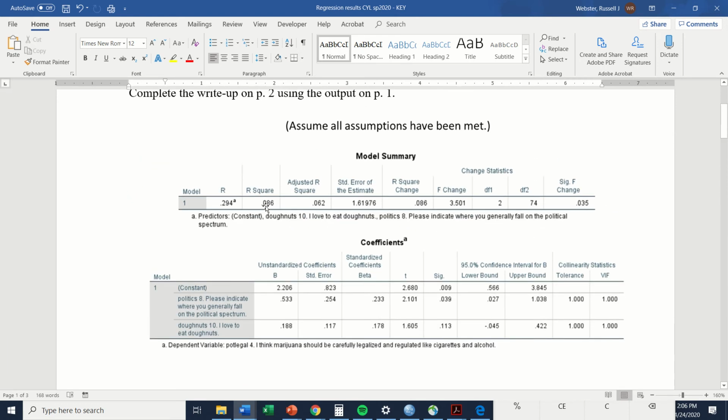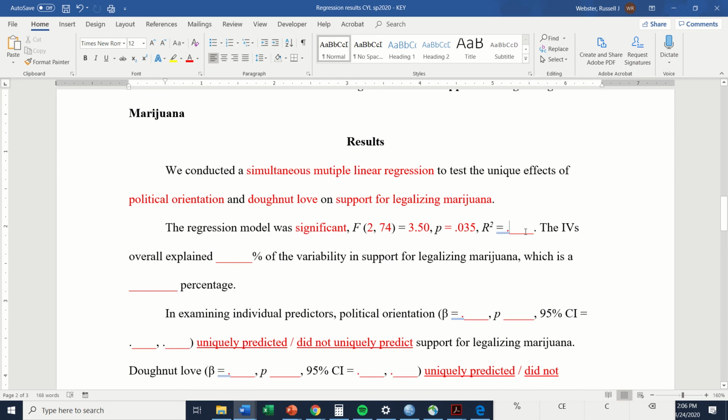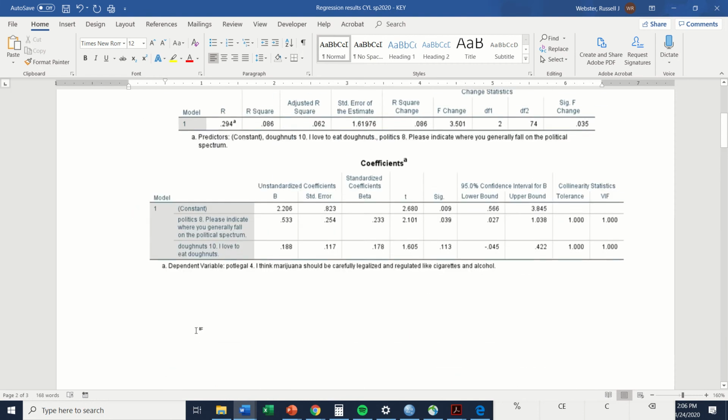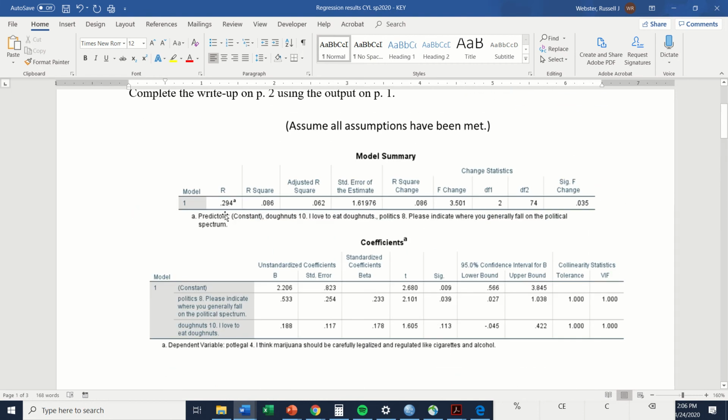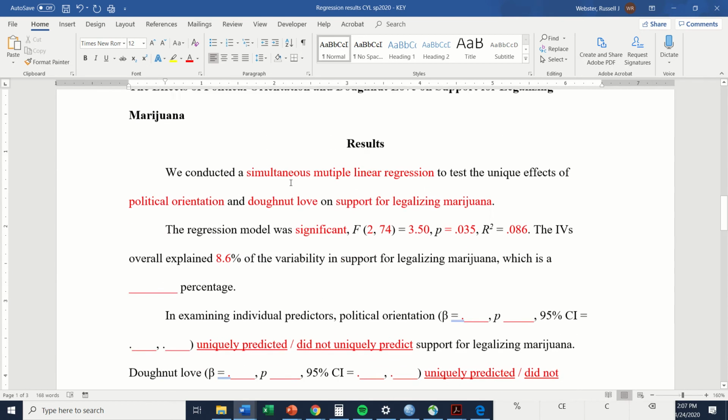So our R squared here is 0.086. So the IVs overall explain 8.6% of the variability in support for legalizing marijuana. So the total contribution of the independent variables here is 8.6%. And so we'll have to look at the overall R value here. The R value is 0.29, and so we can apply the guidelines for lowercase r. And so 0.29 is in between 0.2 and 0.39, so that is a moderate percentage.